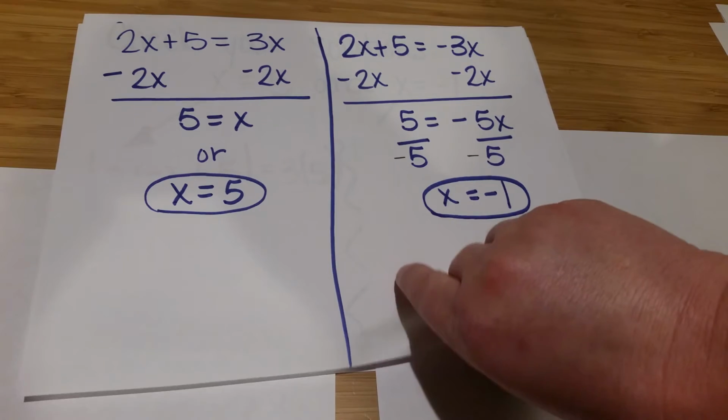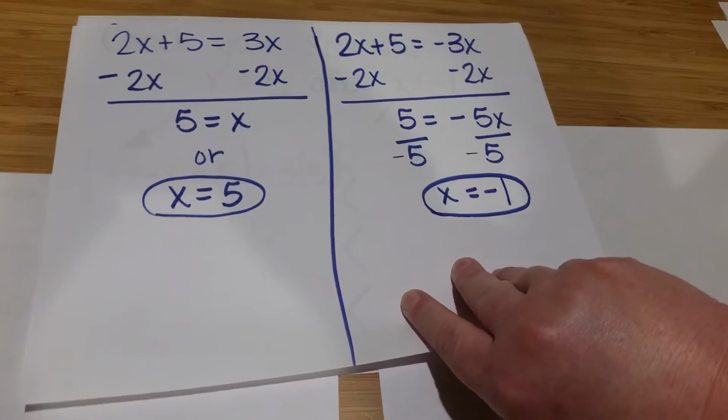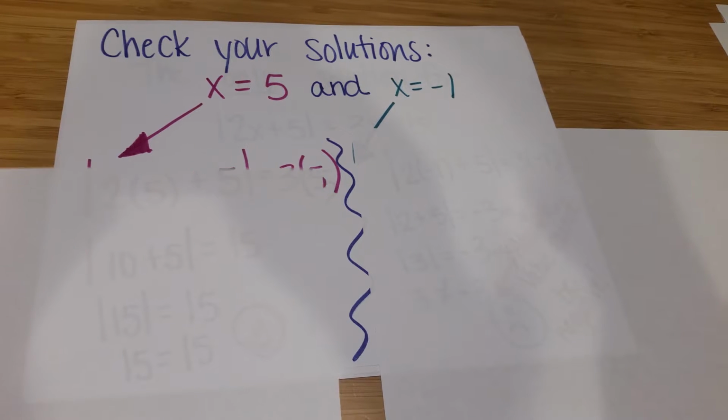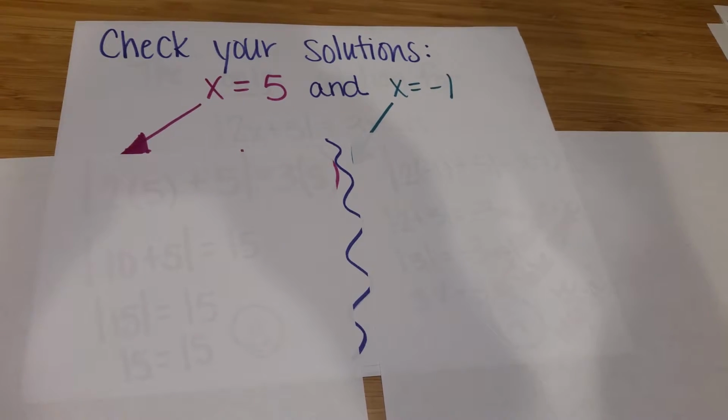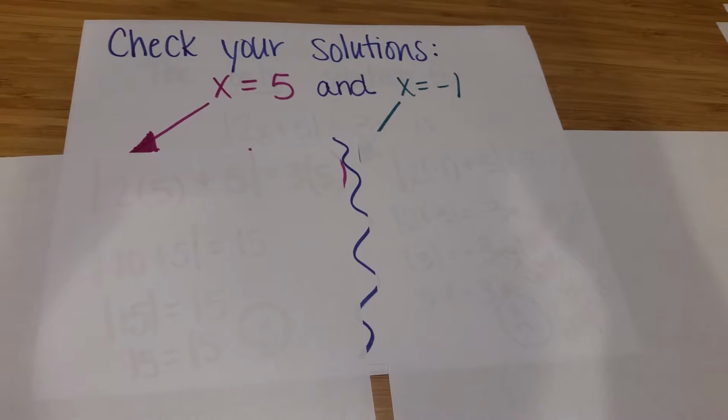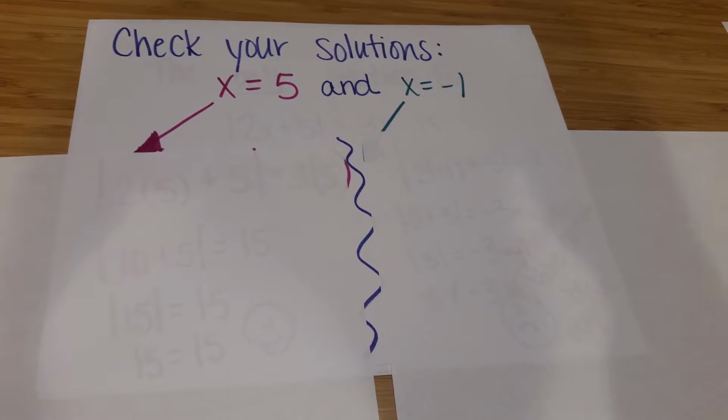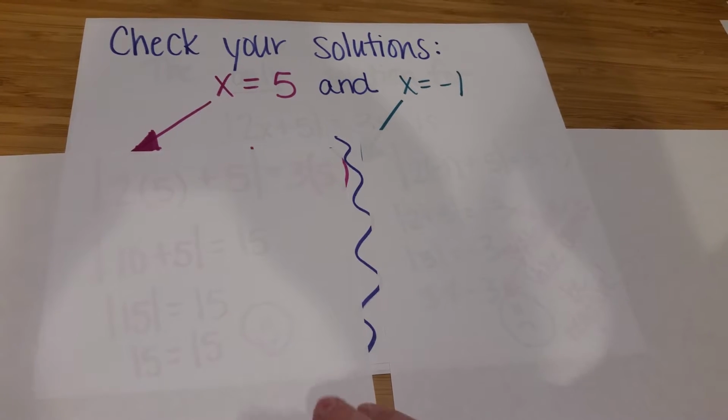Therefore, we have two possible solutions, x equals 5 or x equals negative 1. But it's important that we check both of our solutions to make sure that we don't have any extraneous solutions. An extraneous solution means when we substitute it back into the equation, it makes the equation impossible. So let's look at both of our solutions.